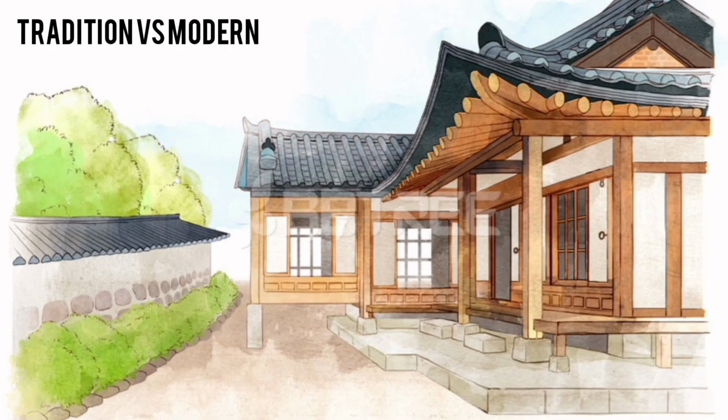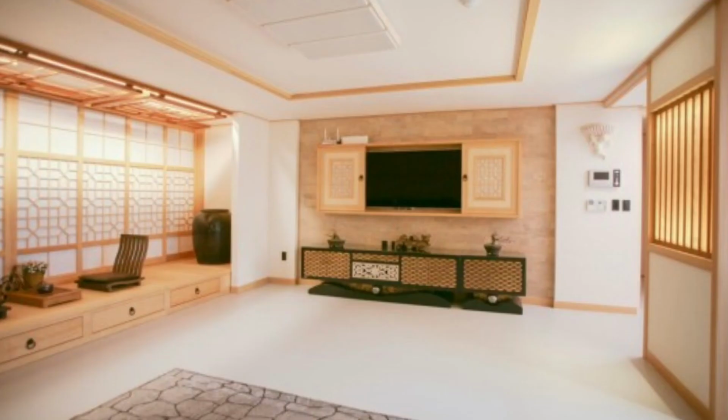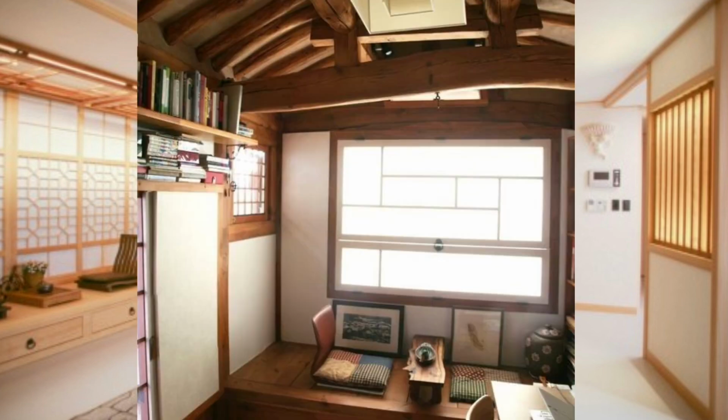The last topic is tradition versus modern. The generation has changed. However, you can see this hanok in many varieties in the city. The first one is hanok interior. This hanok interior can be seen in apartments. Many people use hanok in their interior, and it's very beautiful.